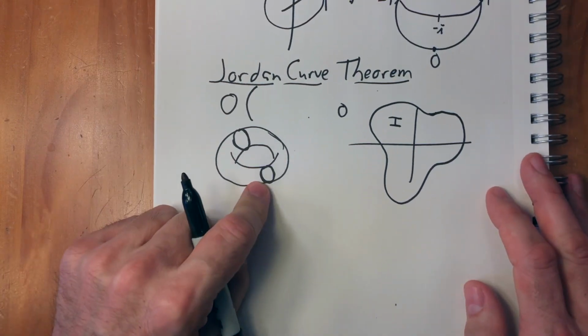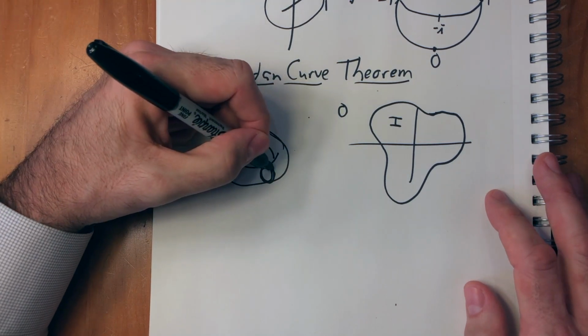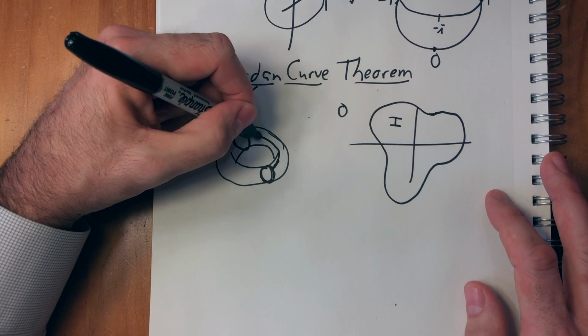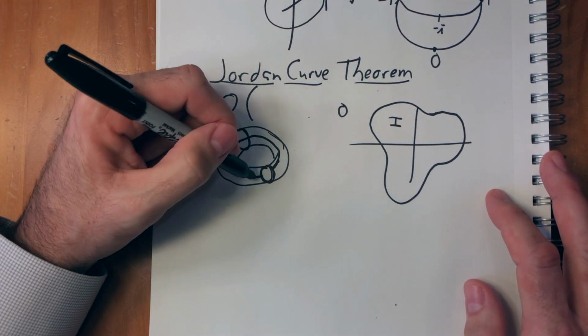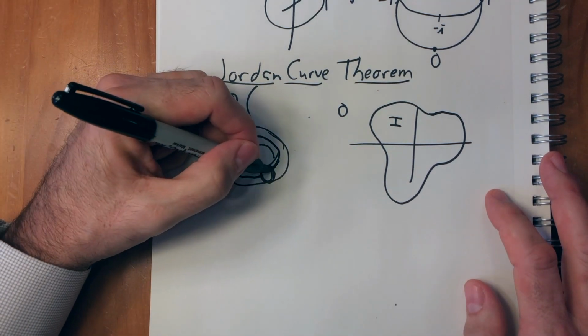But look at the torus. If you cut the torus around here, there's no interior and there's no exterior because you can stay on the inside of this curve. You can go all the way around and end up at the other side. There are no points on this torus that are outside of this curve.